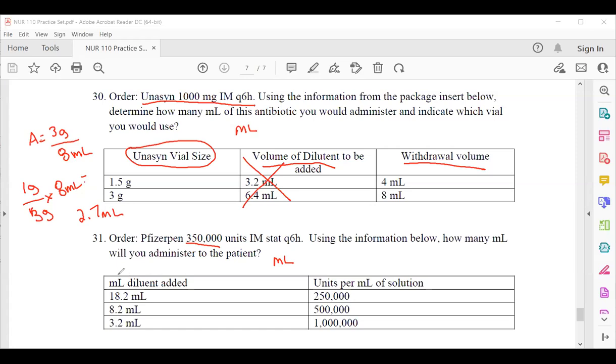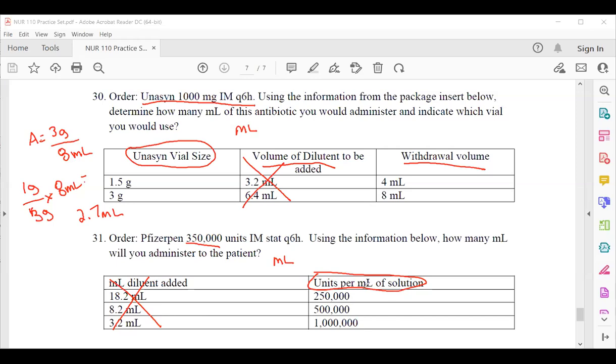Anytime you're doing dosage calc and it tells you milliliters diluent added, you just ignore that section, because that just tells the pharmacy how much water to add to get to the concentrations that are listed over here. And we know that because these are your units per milliliter.